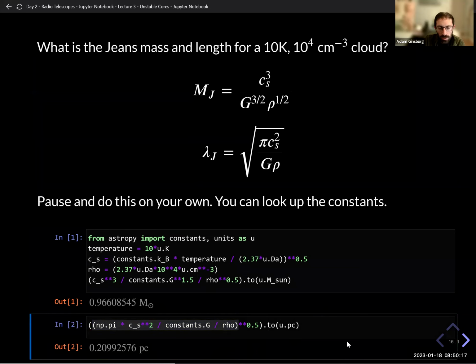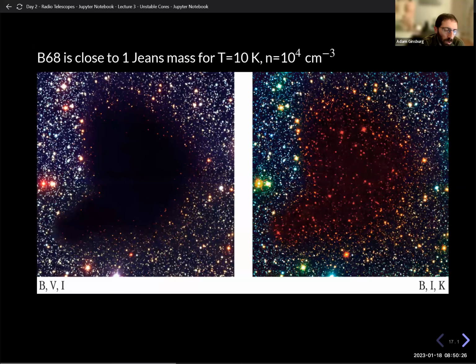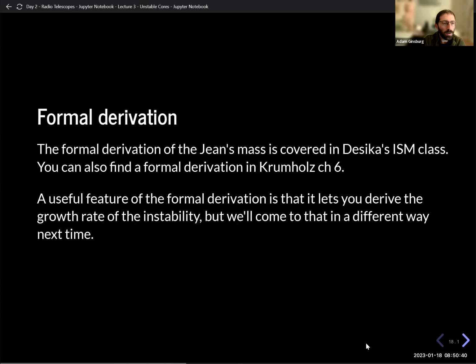All right, so you're going to do some of those exercises just to make sure you know how to evaluate these equations. But part of the reason we were looking at this is because Barnard 68 is actually quite close to this, close to 0.2 parsecs across, and it's close to a solar mass. Not exactly, though. It's actually a little bit closer to something else that we're going to talk about.